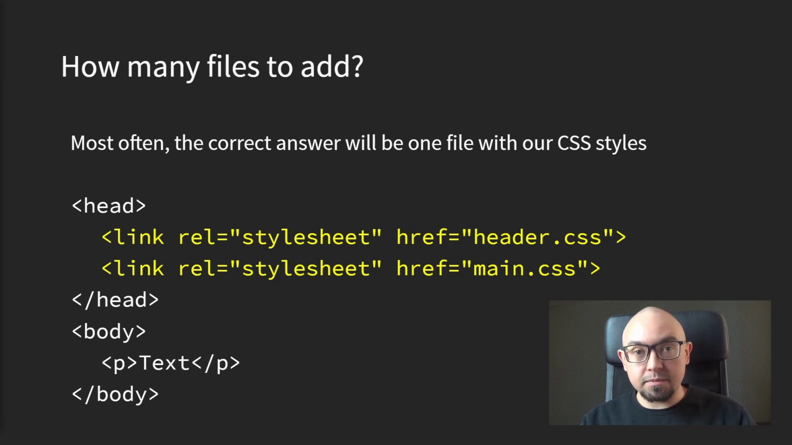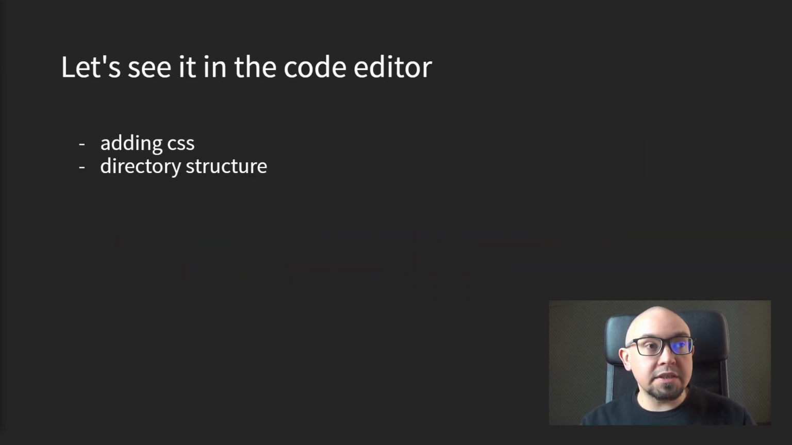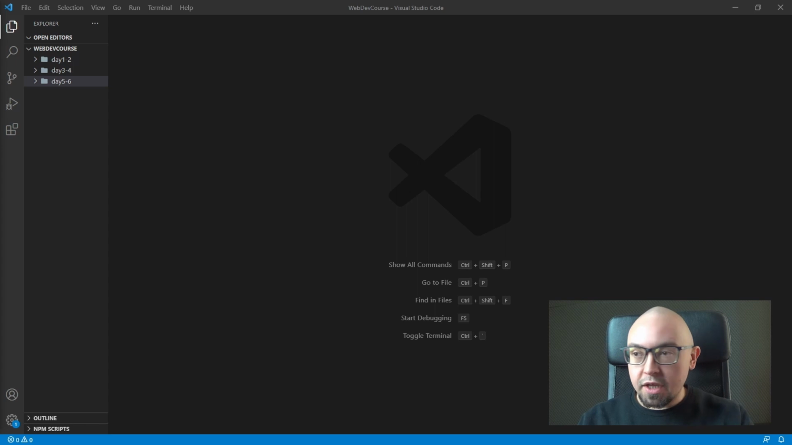and you will learn about them in the future. Now I would like to show you in practice these 3 ways of adding styles in the code editor. By the way, I will show you how to create a basic directory structure for our website and how to import a CSS file into our document when it is in a different folder than our index.html file. Now we are in our code editor.